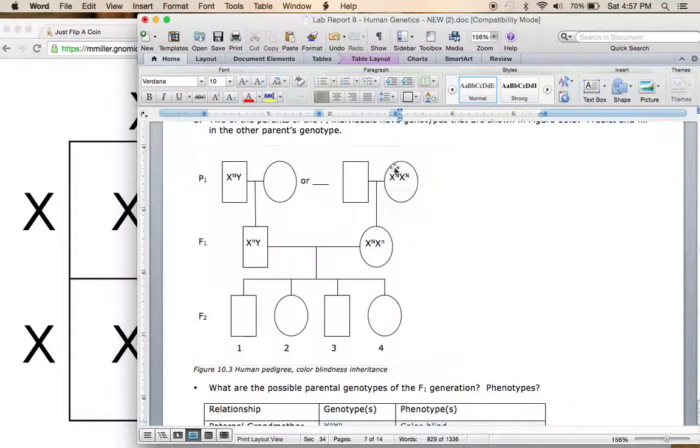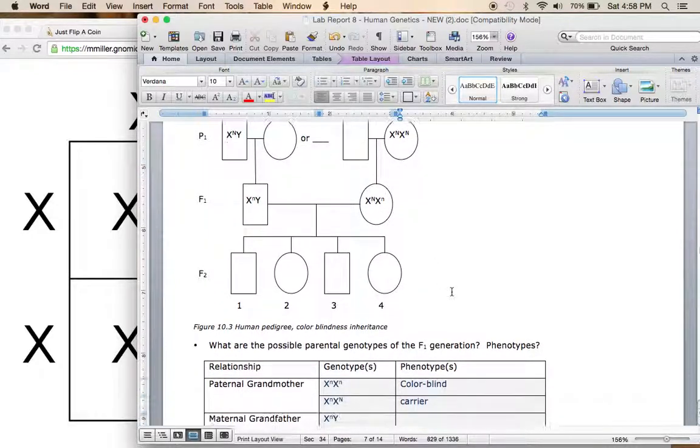Her parents, the P1 generation, were given her mother's genotype, but not her father's. Well, we know that one of these X's that she got came from her mom, and one X came from her dad. So looking at these X's, we've got a normal one and an abnormal one. Well, her mother only has normal X chromosomes to pass on. So we know that this X chromosome that is normal, with the uppercase N, must have come from her mother because that's all she's got to donate, which means the abnormal one must have come from her father.